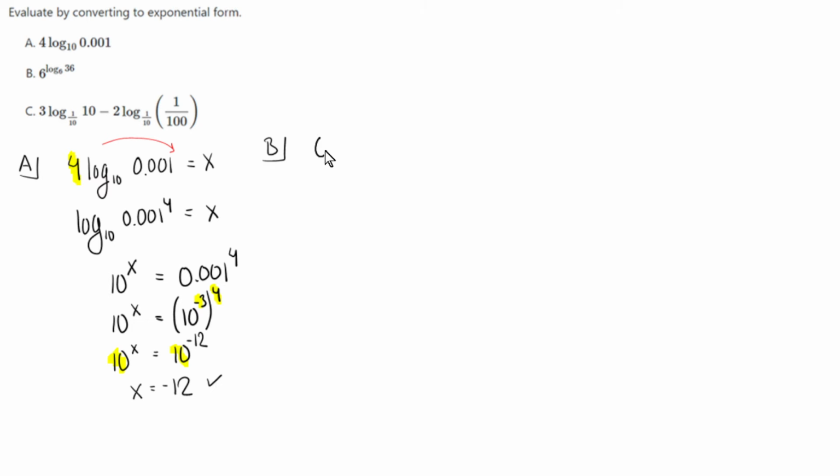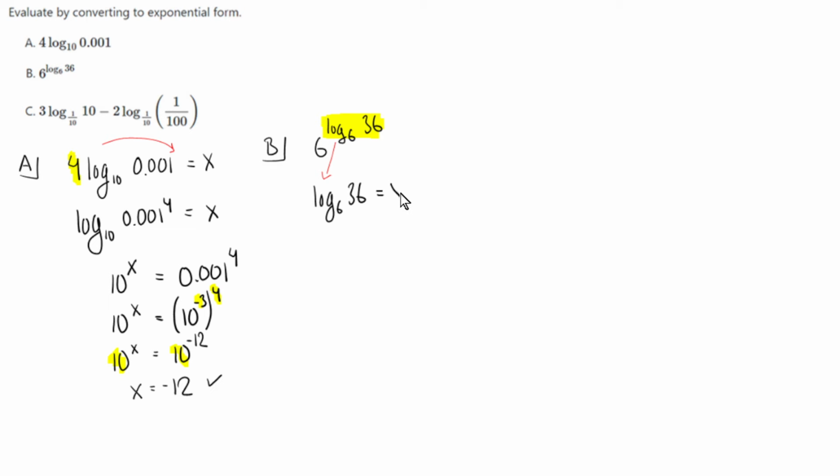In B, we have 6 to the power of log 6 of 36. So what you can do here is pull out the exponent, because this is where we have the log. We want to evaluate this log by converting it to exponential form. Once we have evaluated this log, we can plug that answer back as an exponent to this 6 and then evaluate 6 to that exponent. Okay, so I'm going to just pull out that exponent. So I have log 6 of 36.